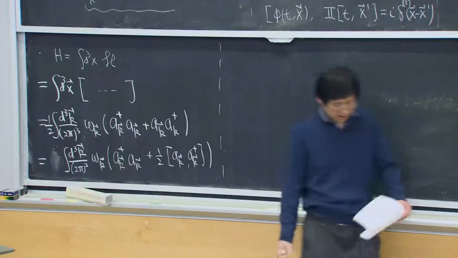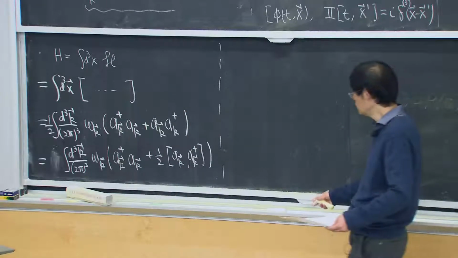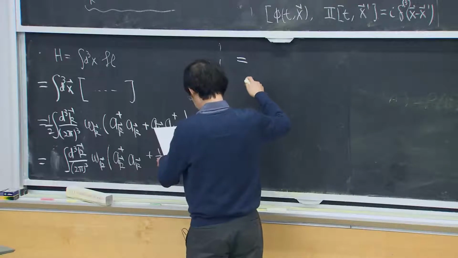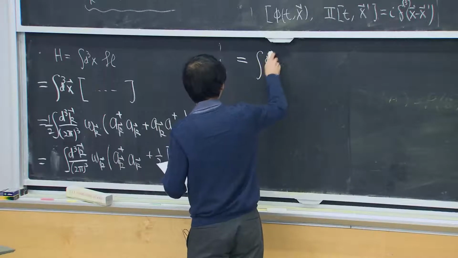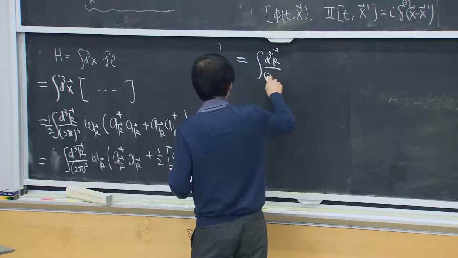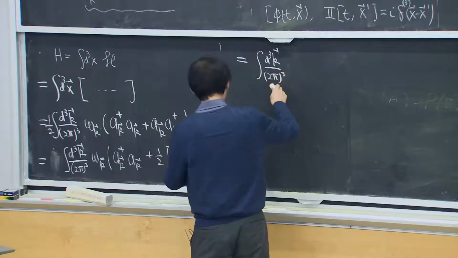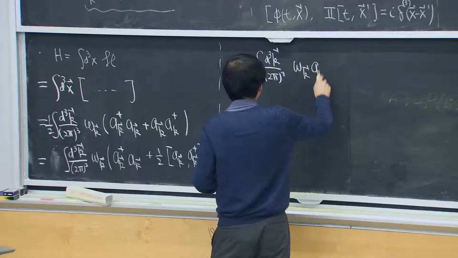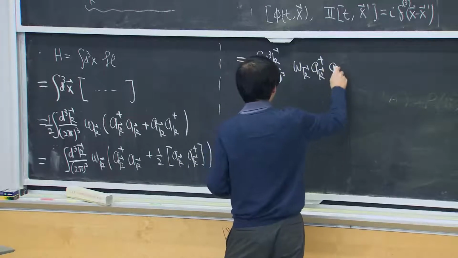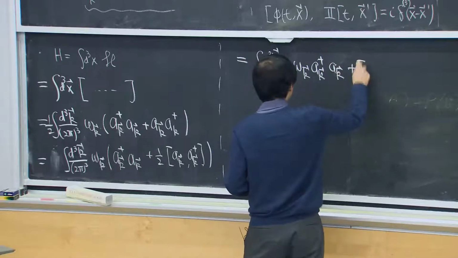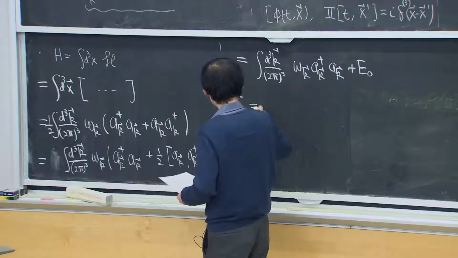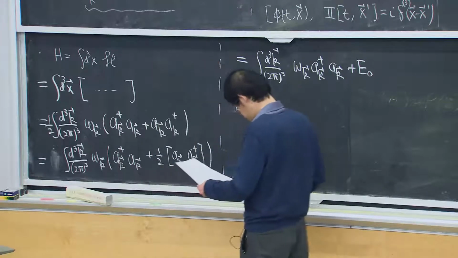But here, let me write one more step. So this is the integral over k of omega k a_k dagger a_k, then plus E0. And now E0 is the sum of all the zero-point energies of all the harmonic oscillators.